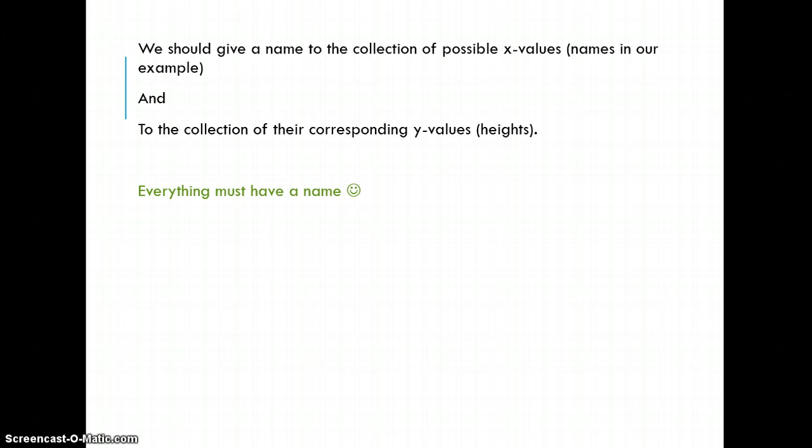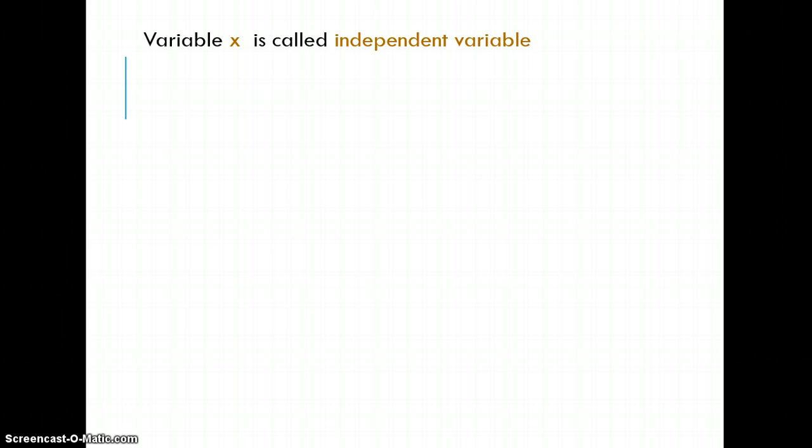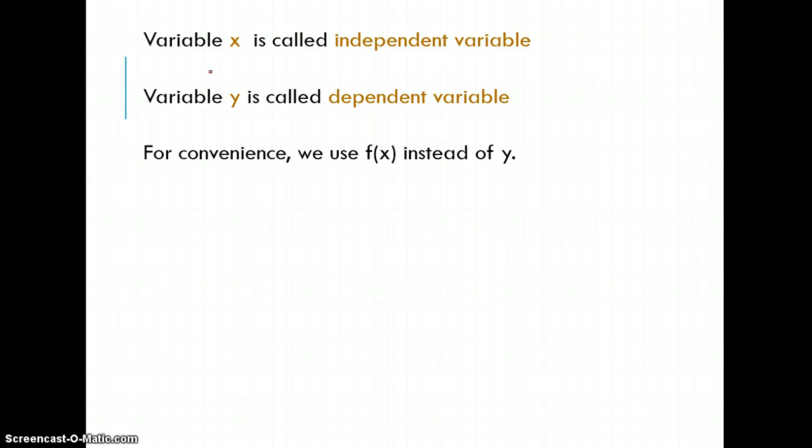We cannot have a relation if we don't have two different pieces of information. So the variable x is called the independent variable, and the variable y is called the dependent variable. Why? Because y reflects what x is evaluated with. Alright, we're going to see that as well.